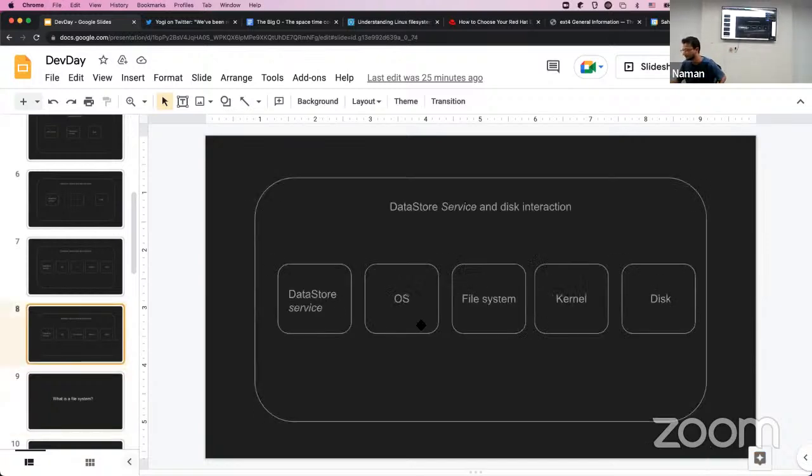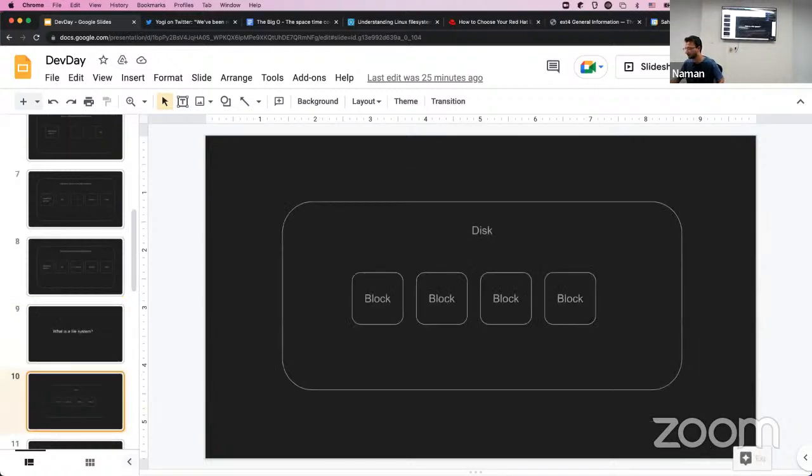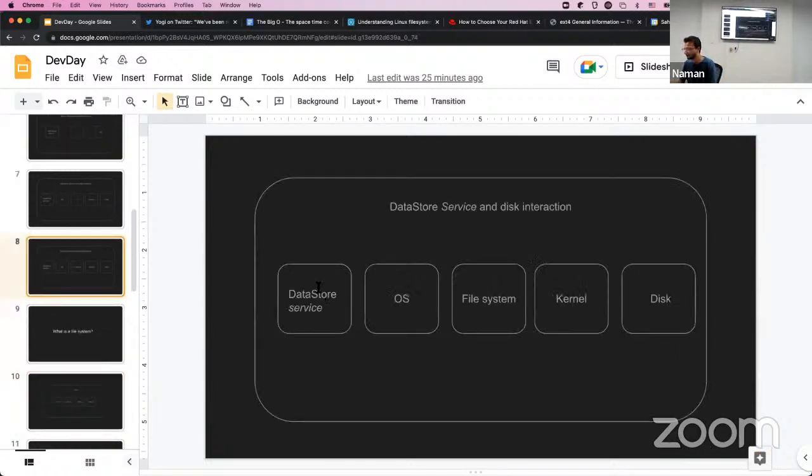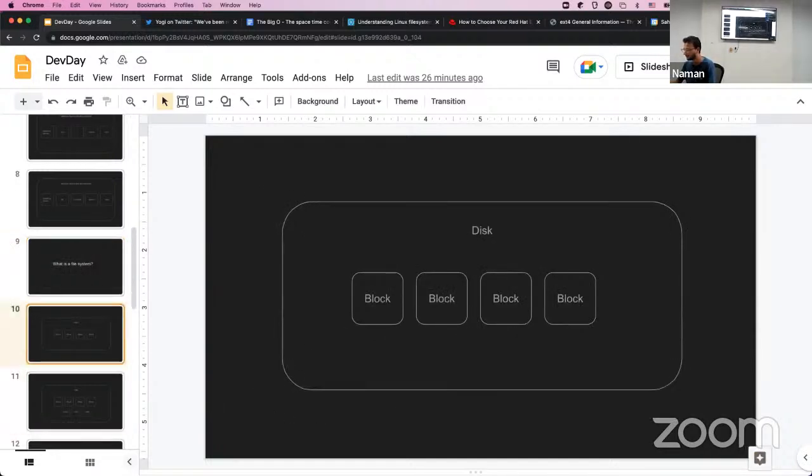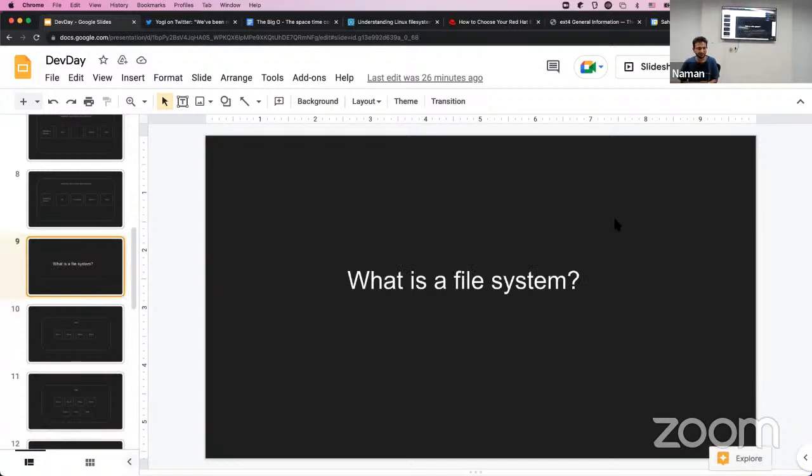So our application will tell that, hey, we need to save a file. So let's say we give a file name and the data which should belong to that file, which we need to write into that file. So how will it happen? What is a file system is the next question. What do you guys think? Where does the file system come into this whole picture?